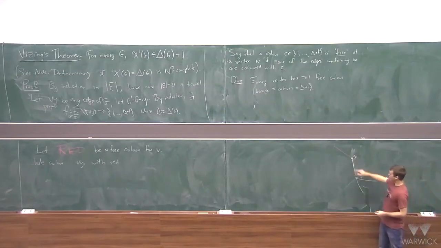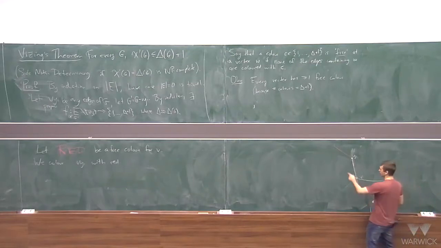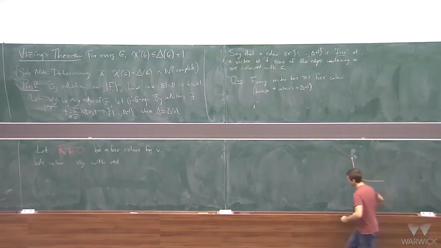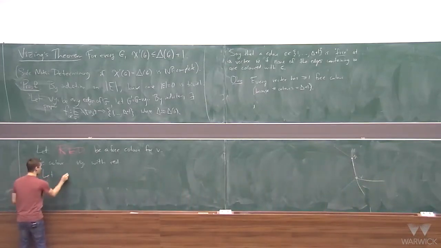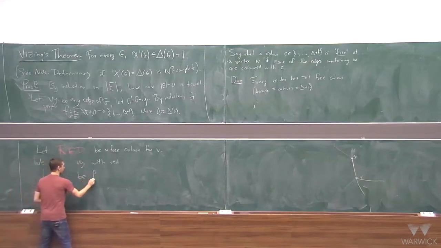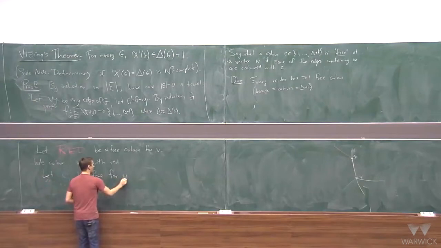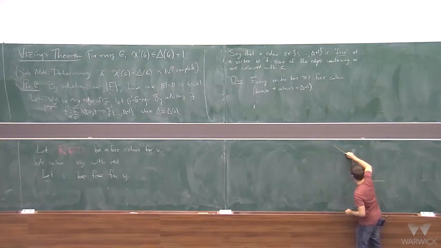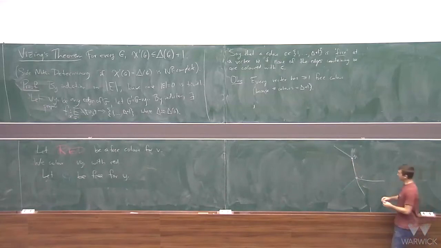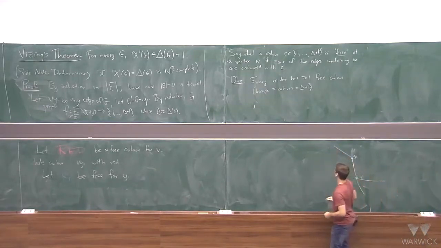But remember, y1 has a free color. So we're still going to make this edge red, and we're going to try to switch the other red edge to a free color for y1. So let c1 be free for y1. And we're going to try to change this one to color c1. But obviously that causes problems, because maybe this guy has an edge of that color.